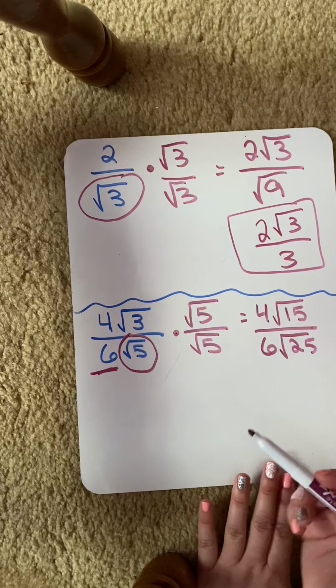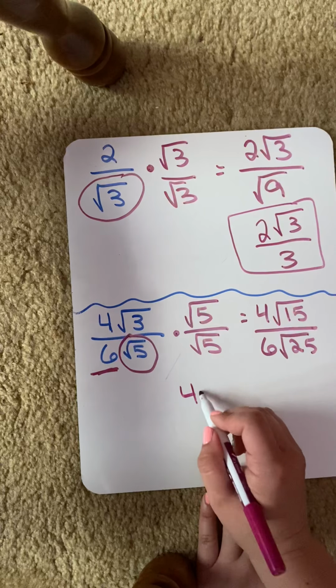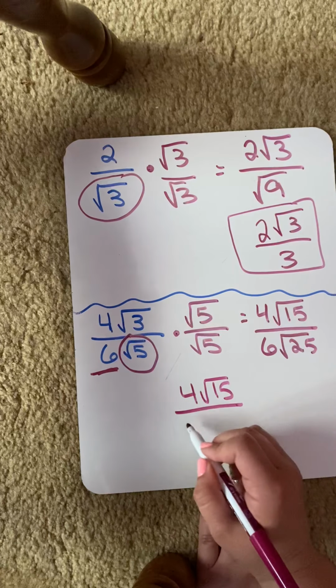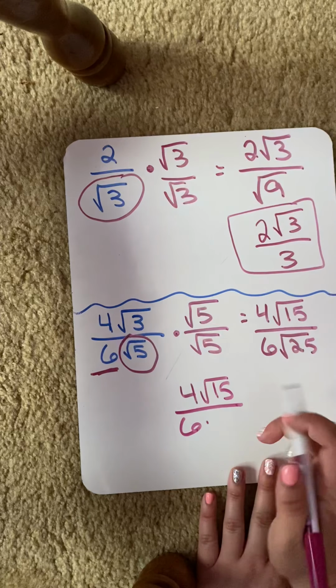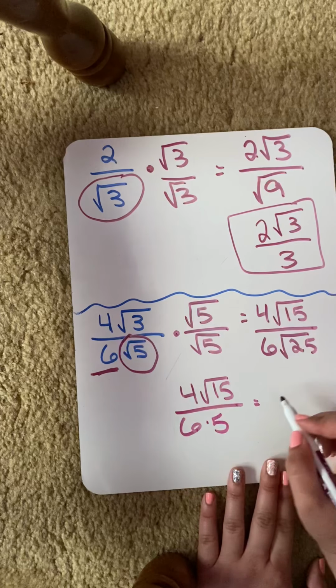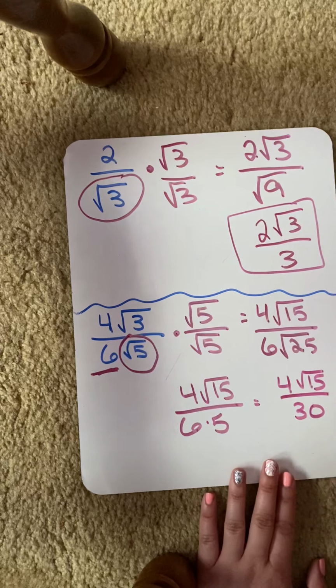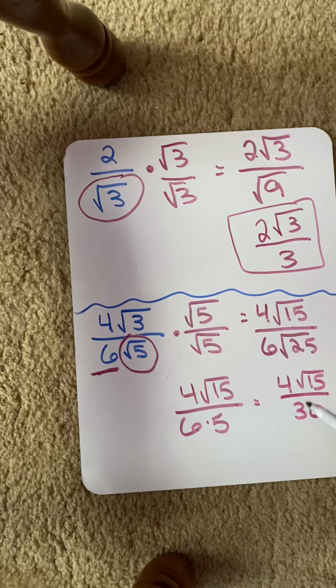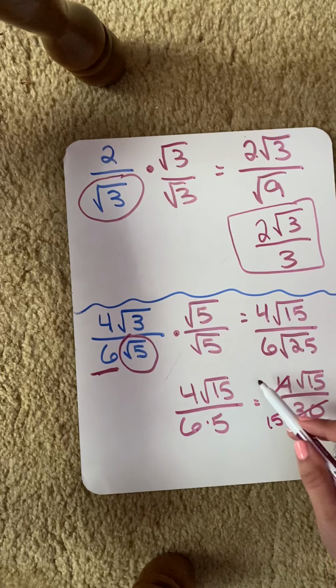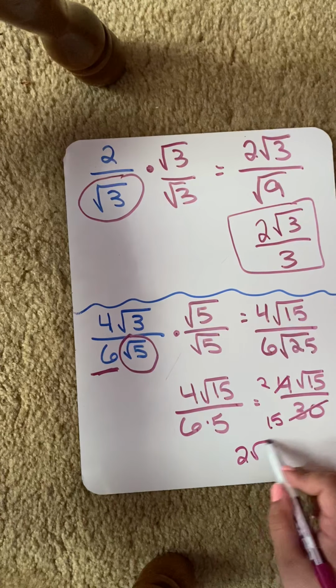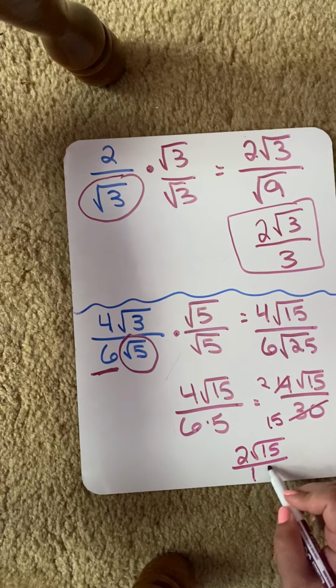So we have square root of 15 can't be simplified, over 6 times the square root of 25 is 5. So we get 4 times the square root of 15 over 30. But this can be simplified because 2 goes into 4 and 30. So we get 2 root 15 over 15.